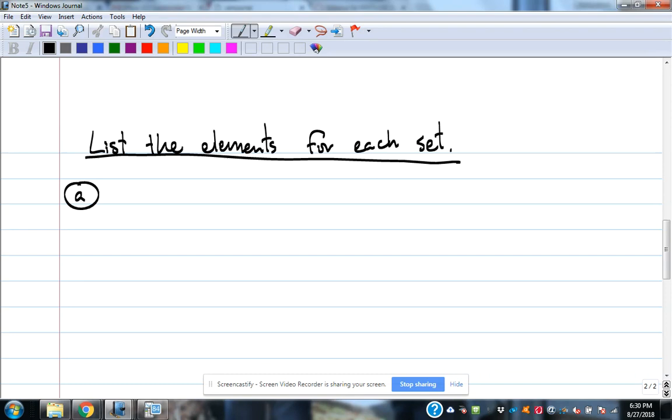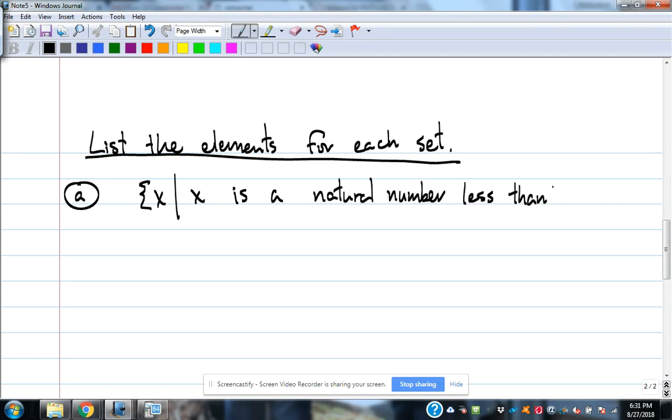Now I'm going to write a set, but it's not going to have all the numbers in it. I want you to write all the numbers that would be in that set. So here's our set: X such that X is a natural number less than 7.